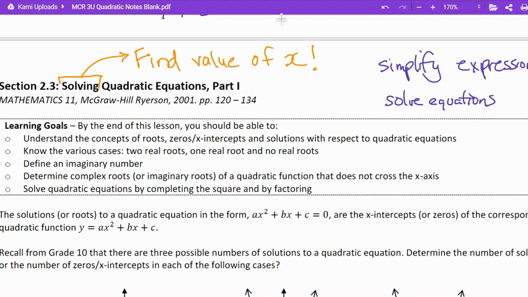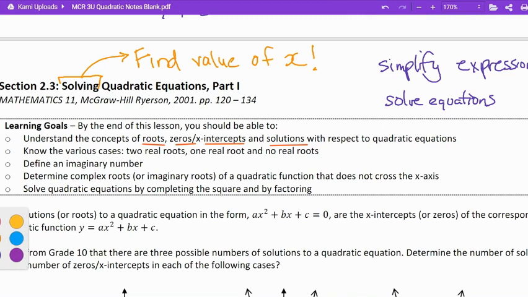Okay. So let's look at what we're going to do today. We're going to understand the concepts. Okay, more words: roots, zeros, x-intercepts, solutions. They are all very similar, but there's a slight nuance. Those are the words we're going to put on our terminology list.